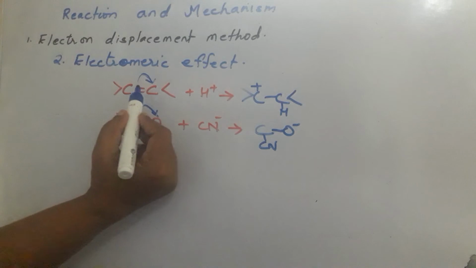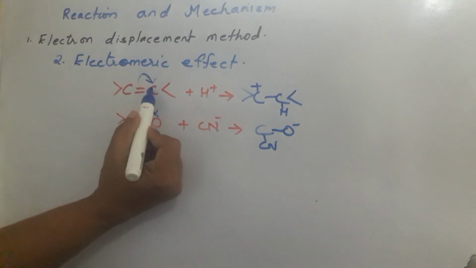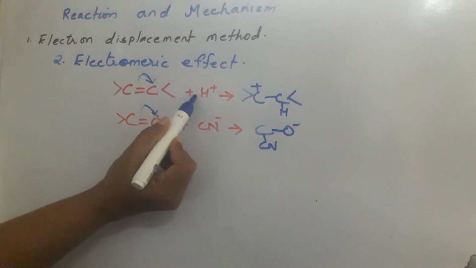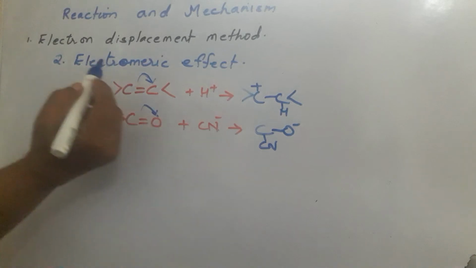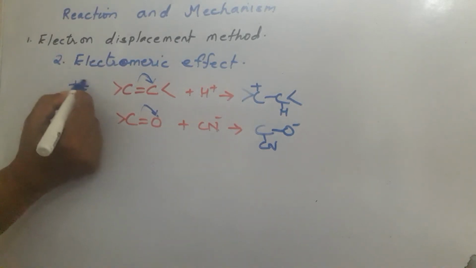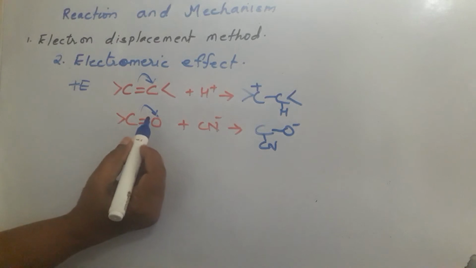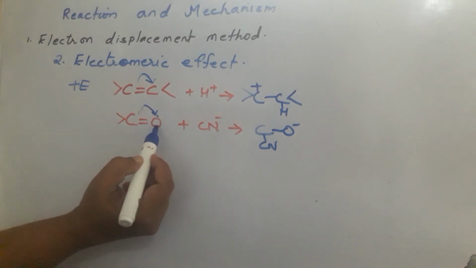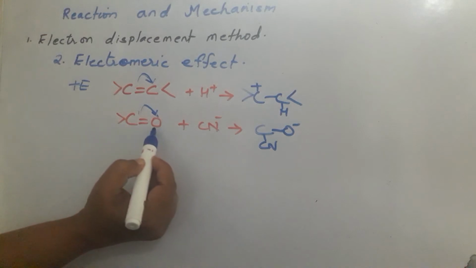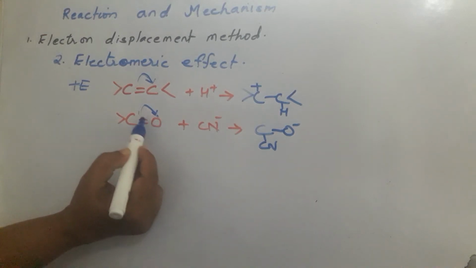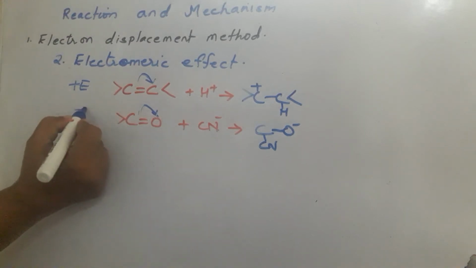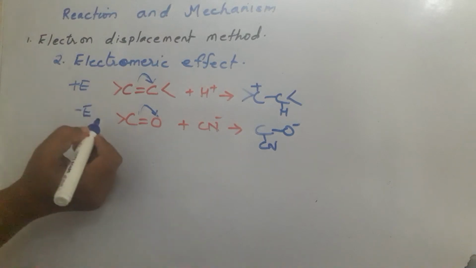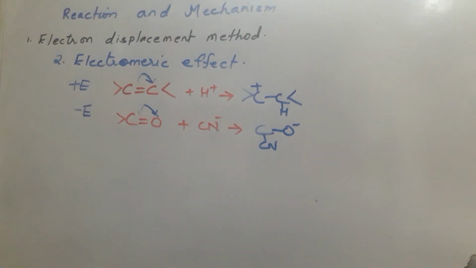In the first case, the transfer of the pi electron took place to that atom to which the attacking reagent got attached. That type of electromeric effect is called the plus E effect. In the second example, the pi electron got transferred to that atom to which the attacking reagent is not attached. Then the electromeric effect is called the minus E effect. So these are the two different types of electromeric effect: one is plus E effect, another is minus E effect.